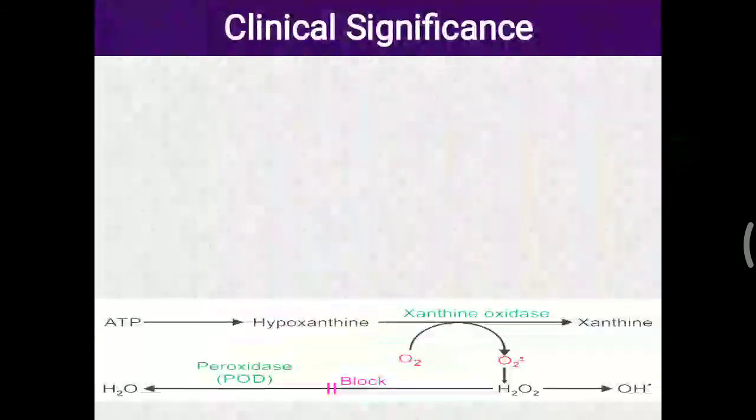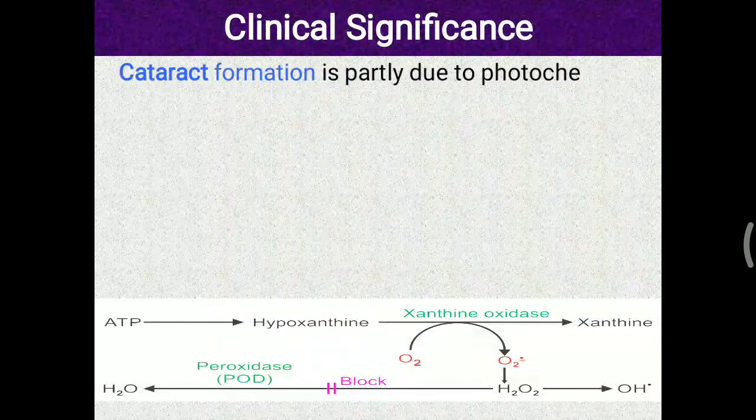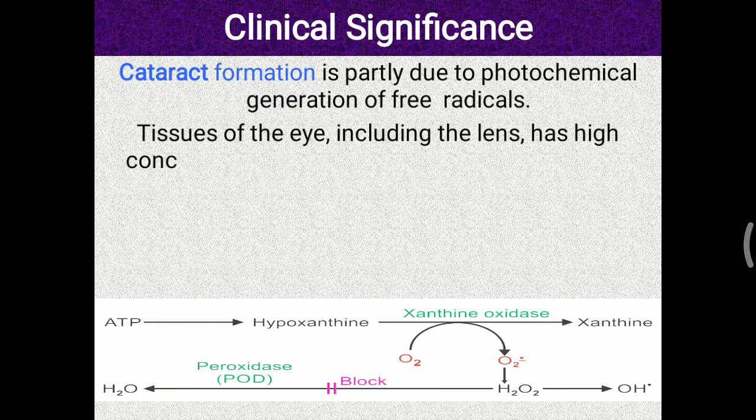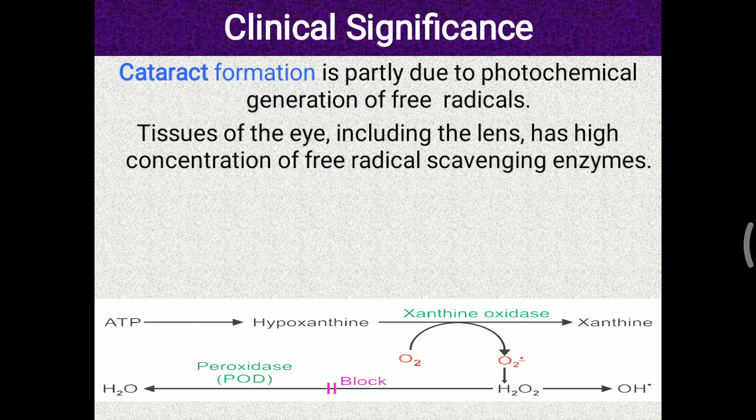Further, cataract formation is partly due to photochemical generation of free radicals. Already lots of scavenging systems and antioxidants are present in the eye, but even so, extensive photochemical generation of free radicals can lead to cataract, mostly in older age. Tissue of the eye, including the lens, has a high concentration of free radical scavenging enzymes, but even so, extensive damage by the radical leads to cataract. Reperfusion injury is mostly related to damage after ischemia of the tissue.